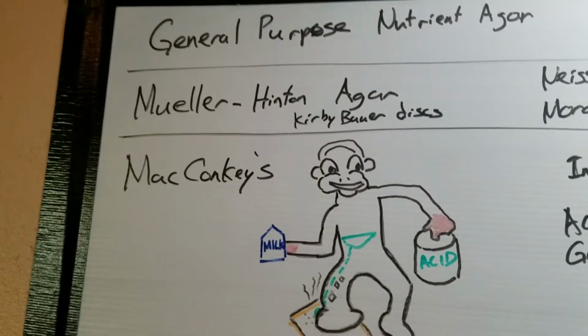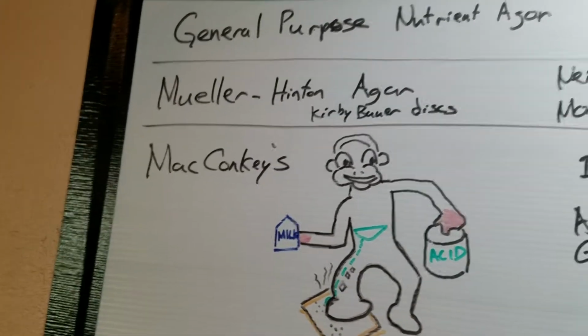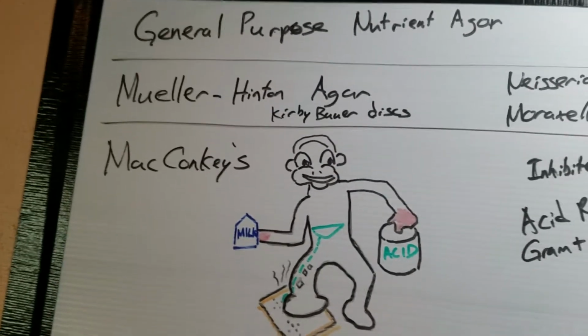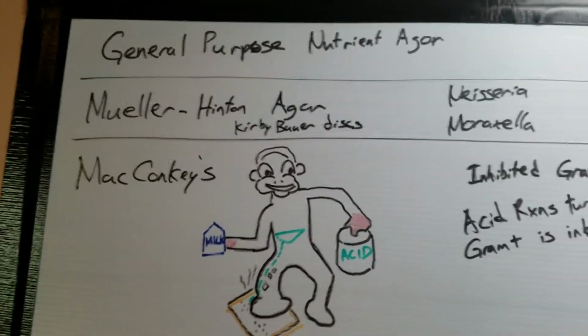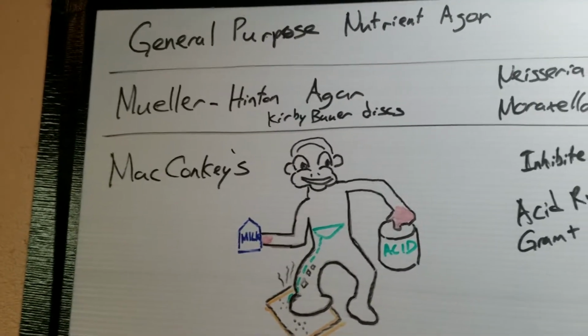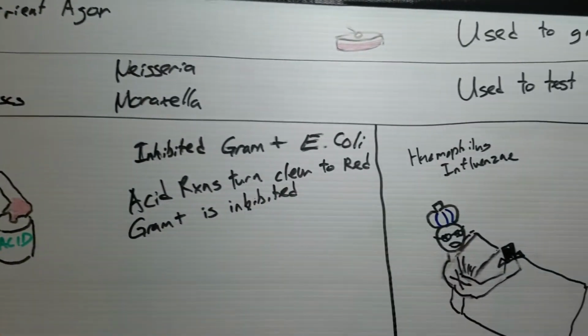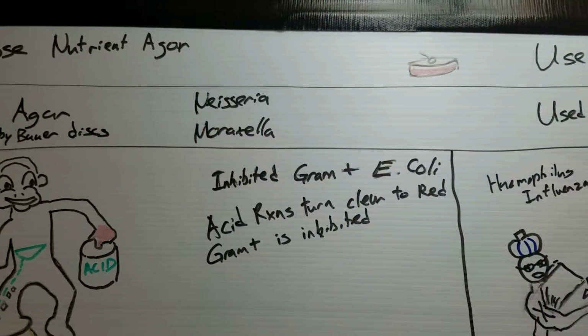Mueller Hinton agar, also known as Kirby Bauer discs. This is tough, but I came up with something thanks to my man Elon. Mueller, Rob Mueller, Hillary Clinton, Hinton. These are politicians, and actually what this is used to test is Neisseria or Moraxella.